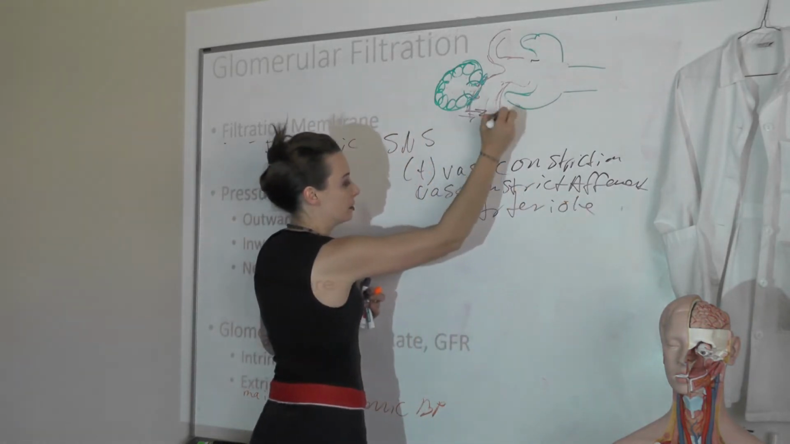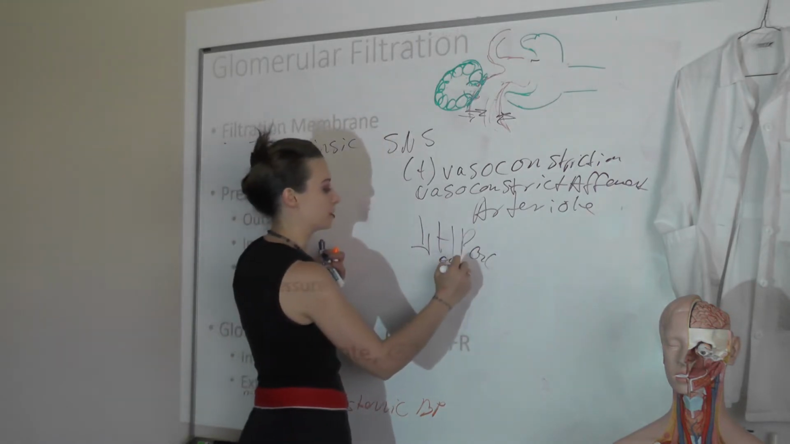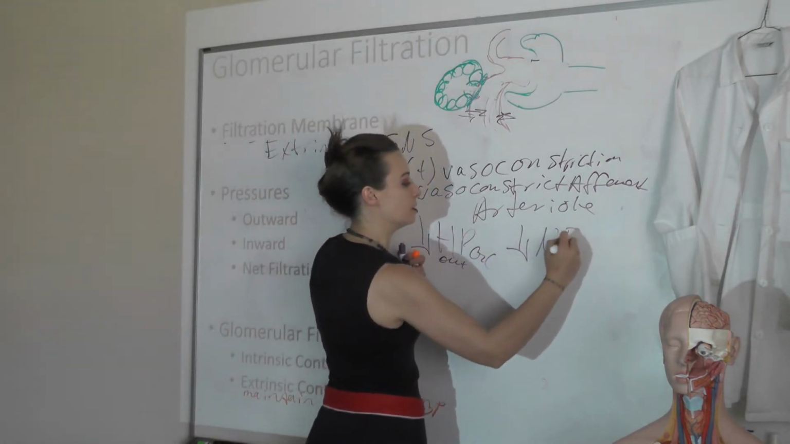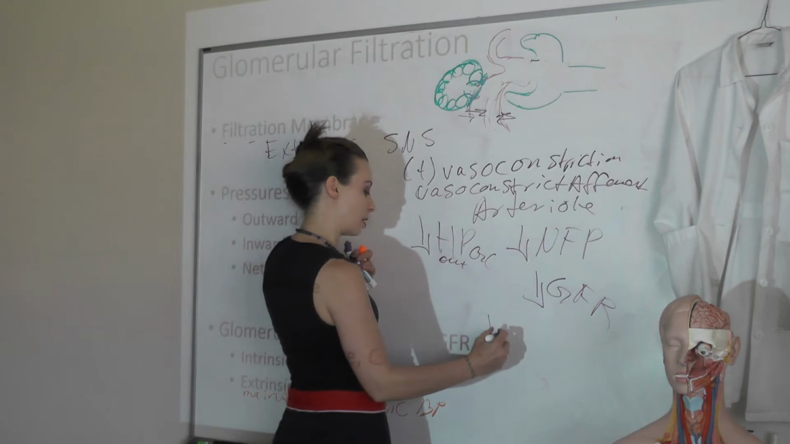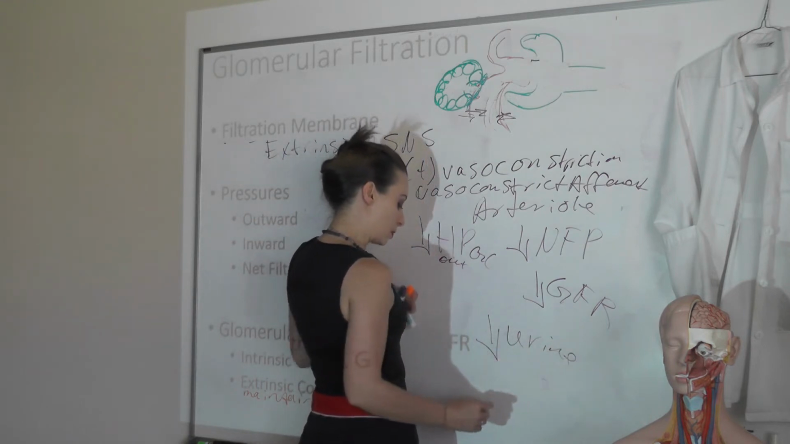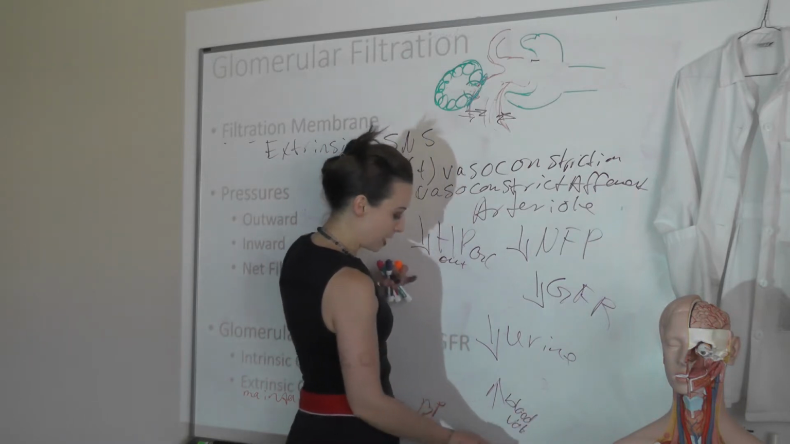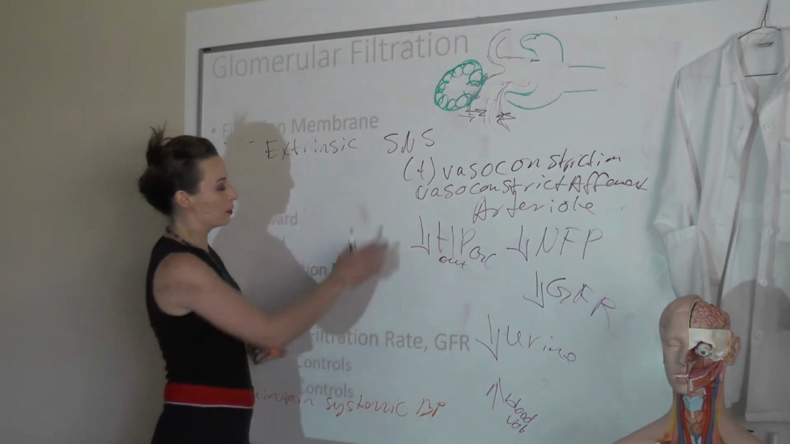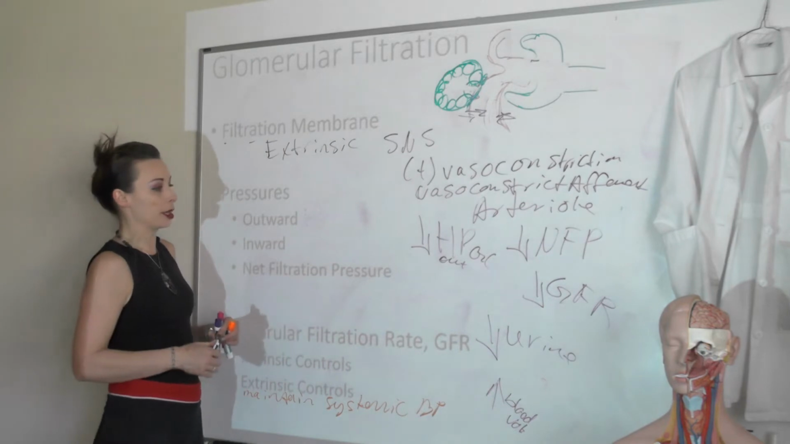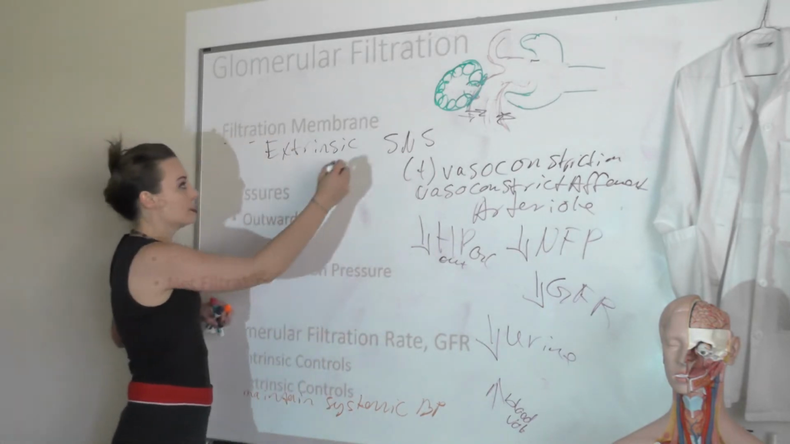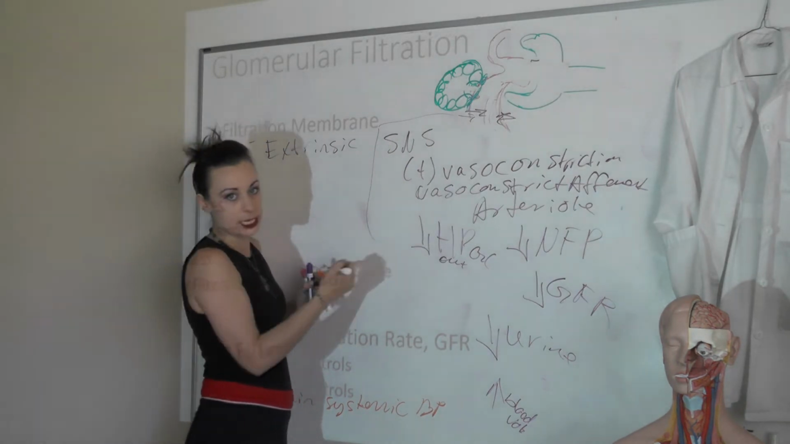What this is going to do is decrease the hydrostatic pressure of the glomerular capillary, which was our hydrostatic pressure out. This will decrease our net filtration pressure, which will decrease our glomerular filtration rate, which will decrease our urine production, which will help us to maintain our blood volume. If we have more blood volume going through a system that has constricted vessels, then we're going to increase blood pressure. So in situations like a fight or flight situation where you need an increase in blood pressure, that's what you'll see. This is what will happen.